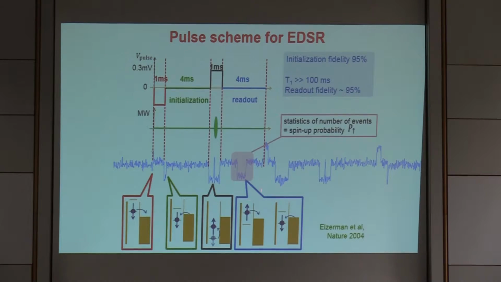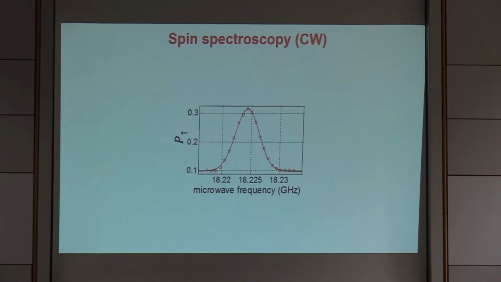So what you do is actually you repeat this pulse scheme over and over, 100, 1,000 times, and you collect statistics on the number of events during the readout stage, which is going to give you directly the spin excited state probability. So if you scan the microwave frequency, and then at one point you hit your Rabi frequency, you see a net increment in the number of counts.